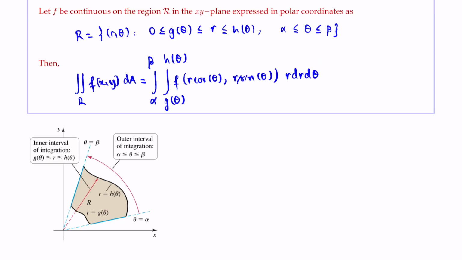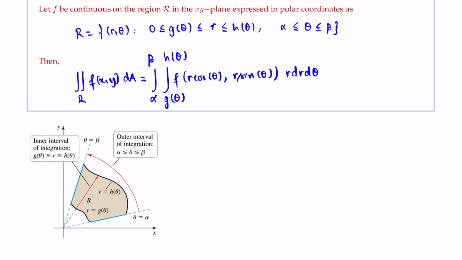Now the regions of integration can be visualized as follows. You have the region in brown. The region is bounded by two rays, theta equal to alpha and theta equal to beta, and also bounded by the two curves r equal to g of theta and r equal to h of theta. And this is the formula to evaluate the volume of the solid bounded by the surface z equal to f of x, y and the region on the xy plane, but written in terms of the polar coordinate system.